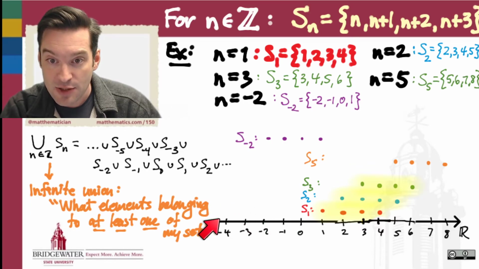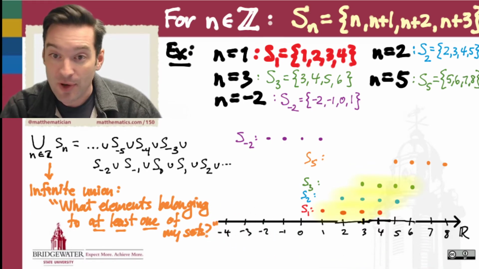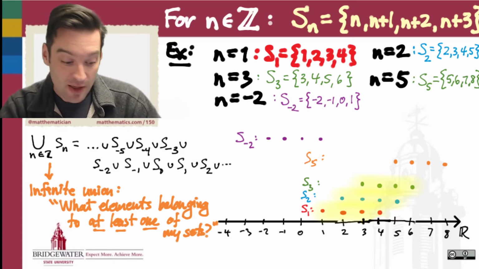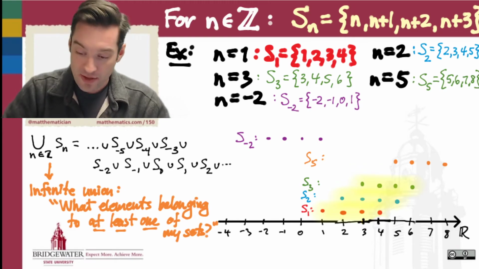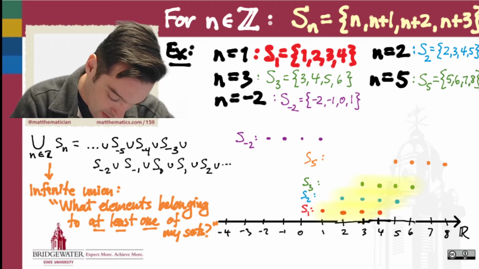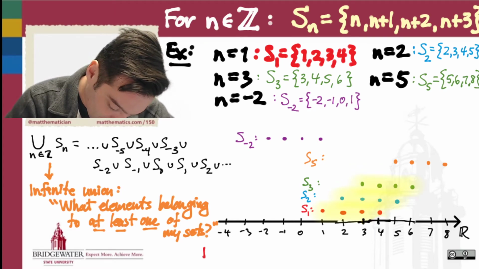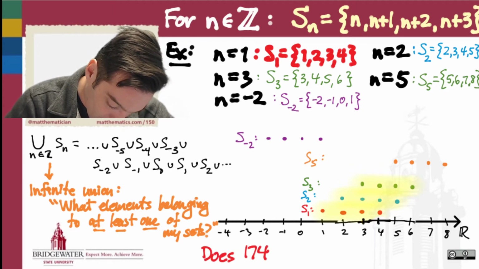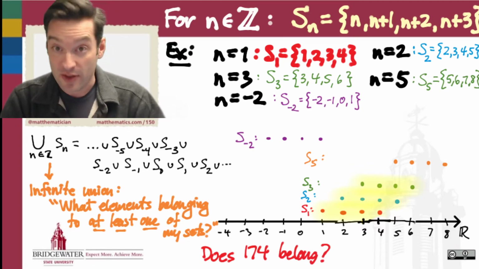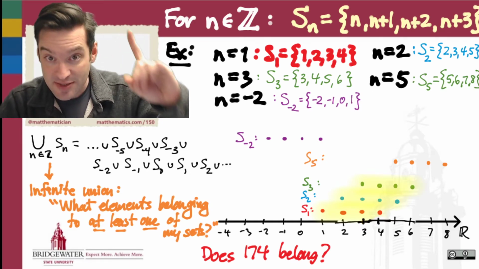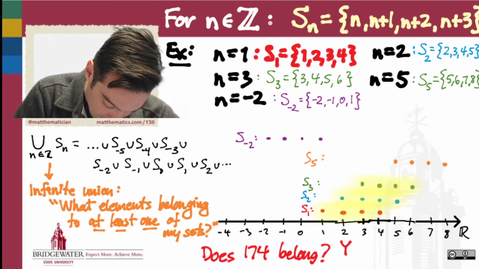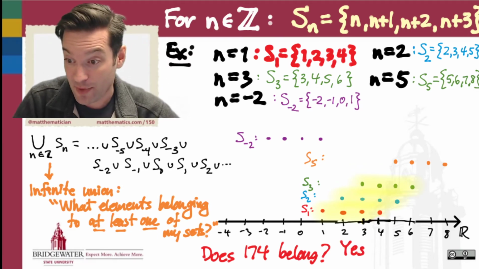But in fact, any integer at all, I'm going to be able to find that integer within at least one of the sets in my collection. Like if you ask me whether or not 174, the integer 174, belongs to this infinite union, I can answer that question. Does 174 belong? In order to belong to the infinite union, I just have to find even a single set in my collection to which it belongs. And there could be more than one answer. In fact, in this example, there is more than one answer.